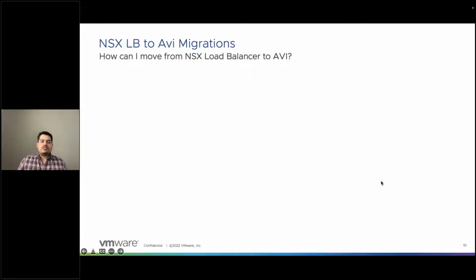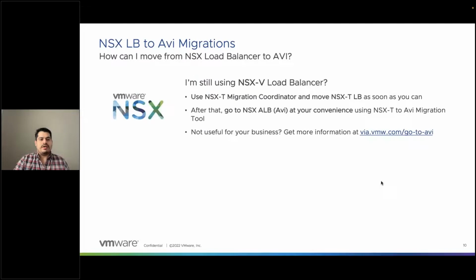Okay, now talking about the migration. How can I move from the NSX-T load balancer to Avi? We are calling the NSX-T load balancer the legacy load balancer in the documentation too. So if you see that a documentation is talking about NSX-T legacy load balancer, it's talking about the native load balancer, the one that everyone was using with NSX-T. We are going to move those services from NSX to Avi.